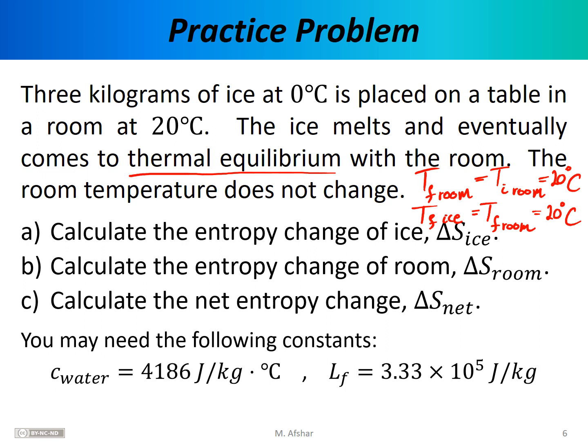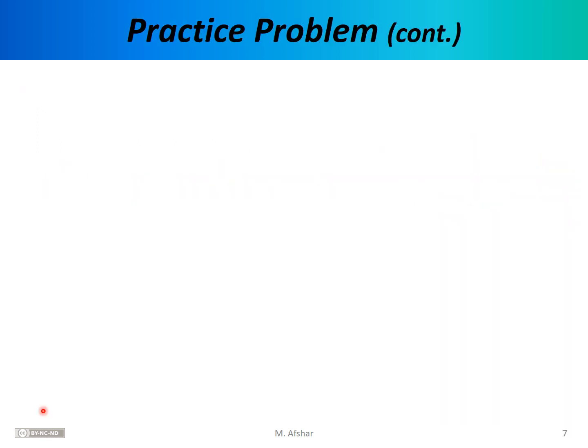With this information, we'll first calculate the change in the entropy of the ice, and then calculate the change in the entropy of the room. Once we have those two, we can simply add them together to find the net change in entropy. Let's start our calculations by considering the ice. Now note that there are two things that are happening to the ice. First, the ice melts and then it warms up.